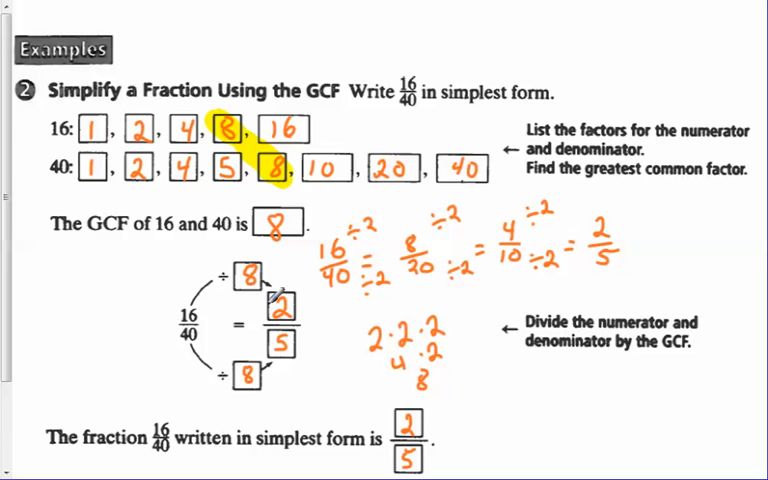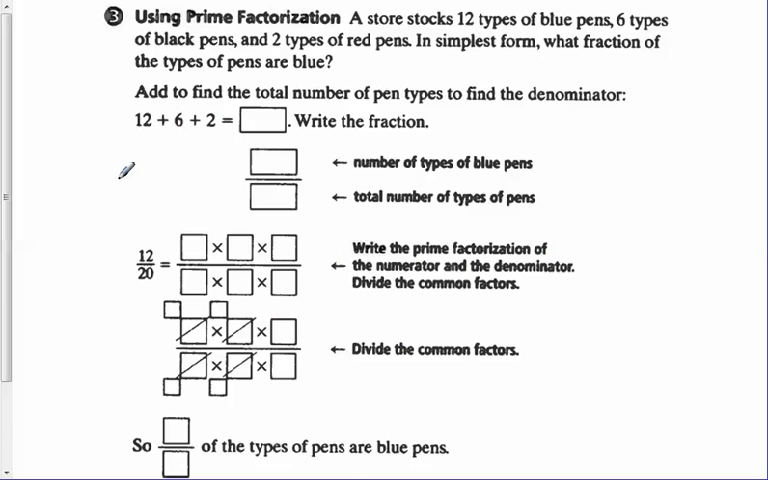Whatever method you look at, we can simplify just by 8 and get to our simplest form much quicker. So for number 3, using prime factorization. A store stocks 12 types of blue pens, 6 types of black pens, and 2 types of red pens. So they have quite a variety. In simplest form, what fraction of the types of pens are blue?